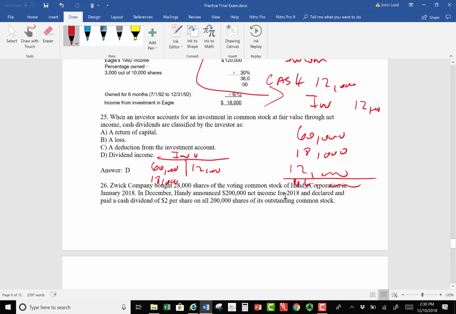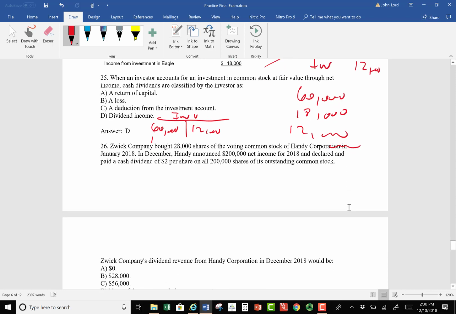Okay, good. Let's look at this one. Zwick bought 28,000 shares of the voting stock of Handy Corporation in January 2018. Handy announced 200,000 of net income for 2018 and declared a cash dividend of $2 per share on all 200,000 shares of outstanding stock. Am I going to use the fair value through net income approach or the equity approach? Fair value through net income, whatever.